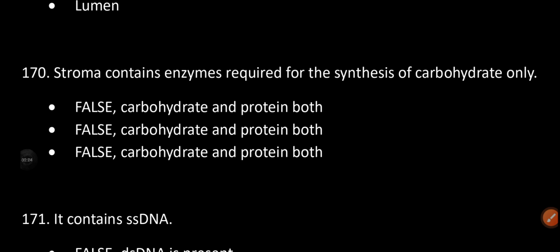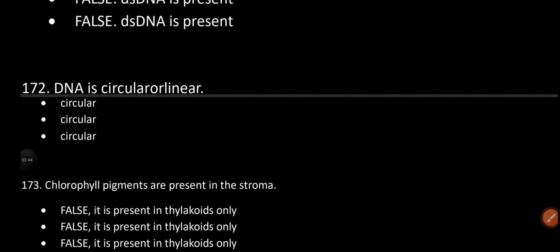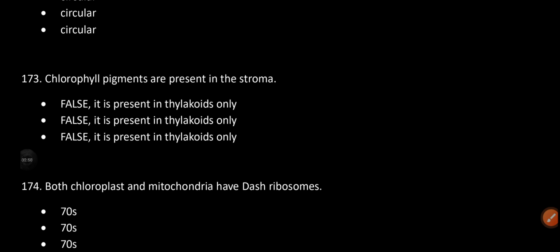Stroma contains enzymes required for the synthesis of carbohydrate only. False. Carbohydrate and protein both. It contains single stranded DNA. False. Double stranded DNA is present. DNA is circular or linear? Circular.